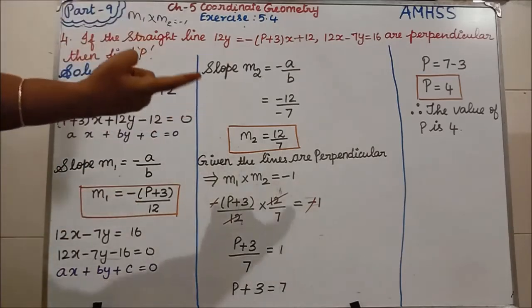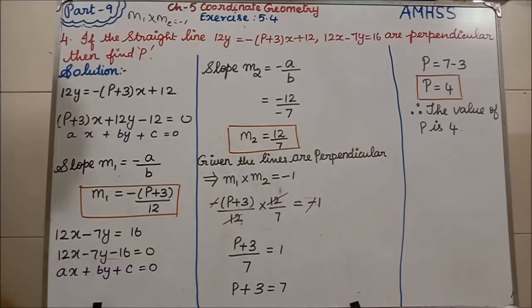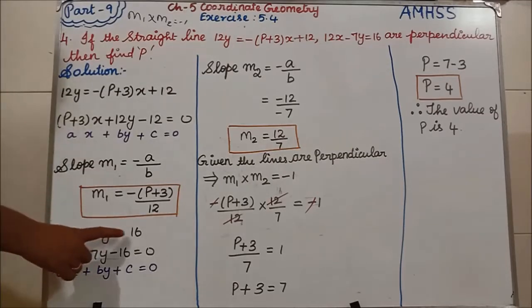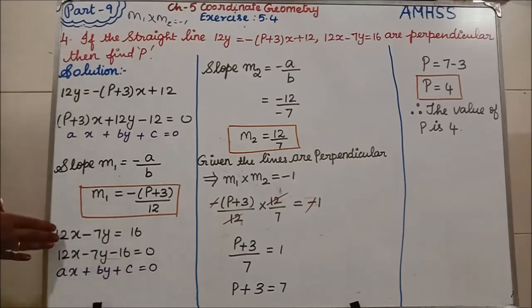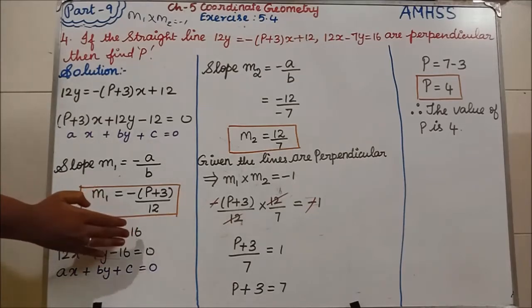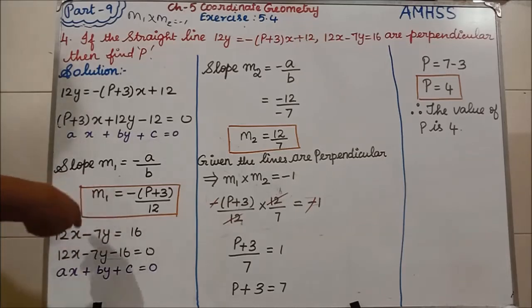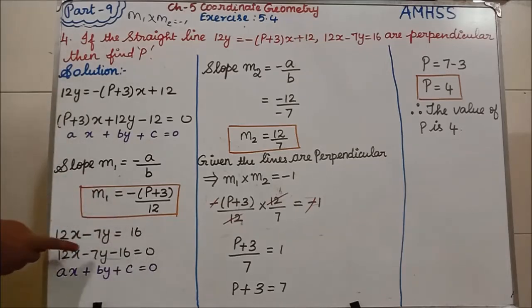Similarly, using the second equation, we have to find m2. See, this is our second equation. 12x minus 7y is equal to 16. X term first, then y term, and the constant term which we have outside, we have to bring inside. So 12x minus 7y minus 16 equal to 0. Now we have to compare with the equation of a straight line. What is A now? 12. What is B now? Minus 7. What is C now? Minus 16.